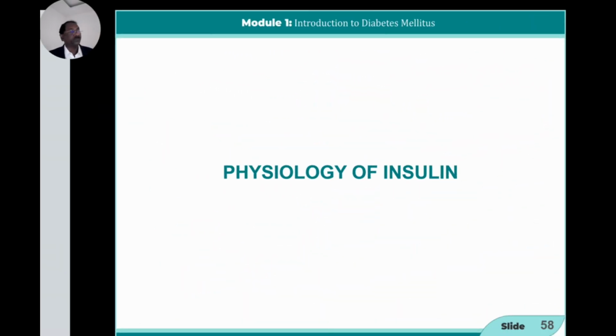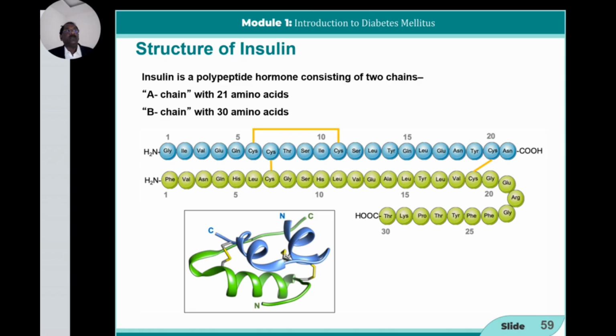Now the insulin. As I told you, insulin is a polypeptide, a protein hormone consisting of two chains, the A chain and the B chain. The A chain has 21 amino acids and the B chain has 30 amino acids. For that, they got a Nobel Prize.